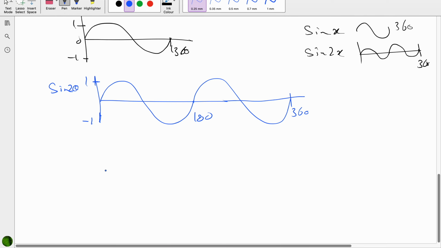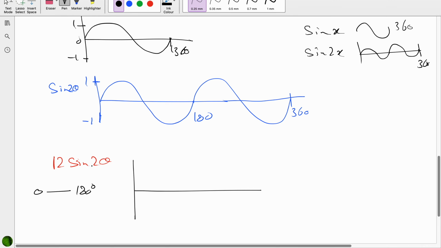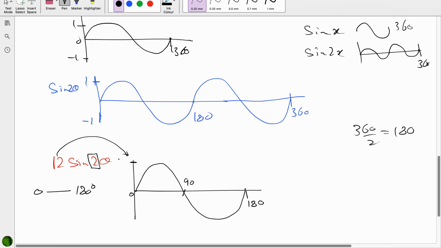Now bringing back A into the picture, let's say we draw 12 sine 2 theta. This 12 is the amplitude. An examiner tells you to draw the graph from 0 to 180 degrees. We already know we have 2 cycles in 360, so one cycle will be completed in 180. When we draw one cycle, the starting point is 0, this is 90, this is 180, the maximum value is 12 and the minimum value is -12.